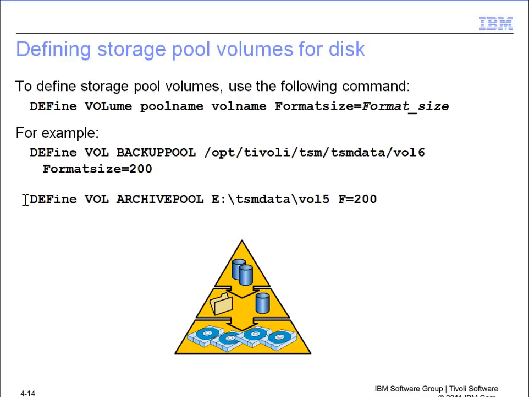So here's an example for Windows. We're going to define a volume for archive pool. Yes, we have backup pool and archive pool predefined, but we need to use them, so we need volumes. In this case, we're defining the volume for archive pool. We're going to use a directory we have created here on the E drive, TSM data, and the volume.